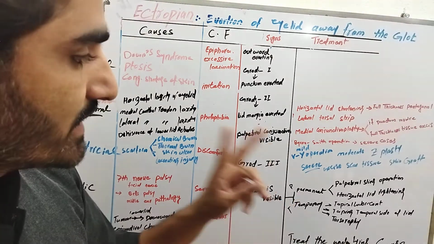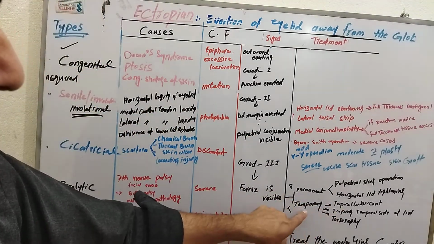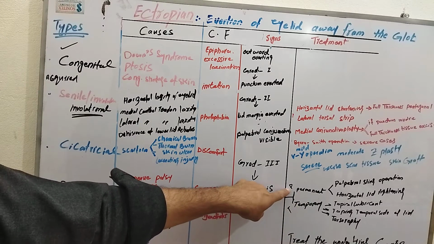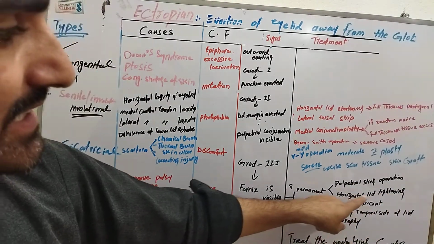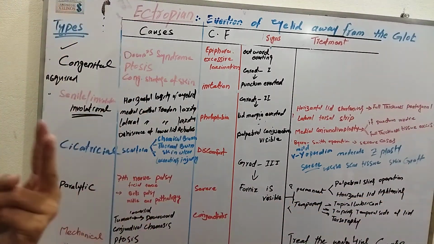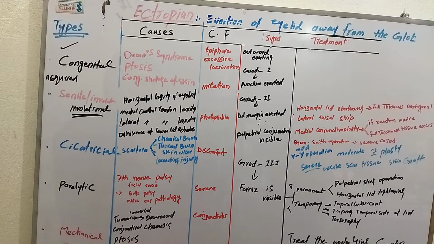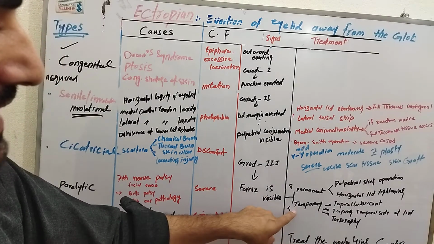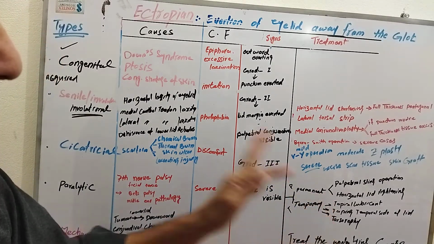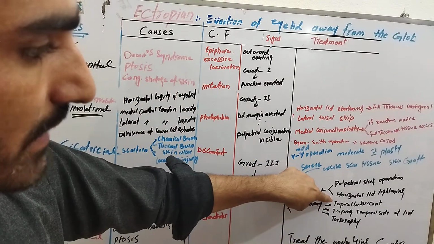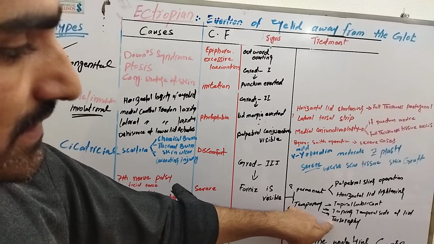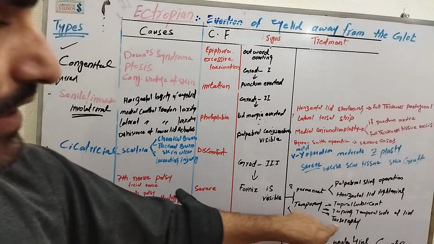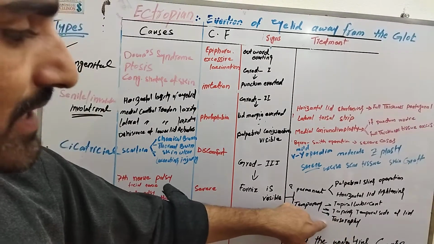Here there are two types of treatment: permanent and temporary. Permanent starts with P. Here we will do palpebral sling operation and horizontal lid tightening. We perform two procedures: palpebral sling operation and horizontal lid tightening. And what is temporary treatment? Temporary starts with T. Here are three T's. Remember: topical lubricants, taping the temporal side of the lid, and number 3, tarsorrhaphy. We will do tarsorrhaphy by suturing the eyelid.